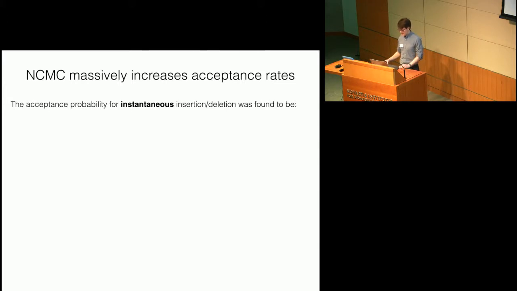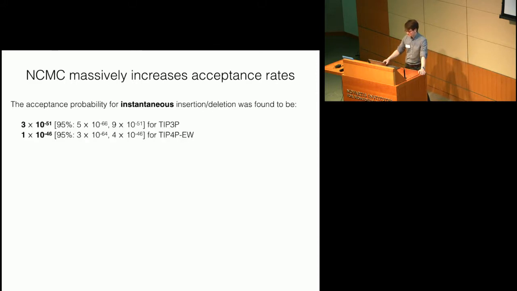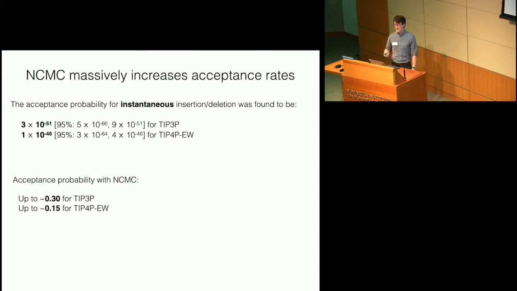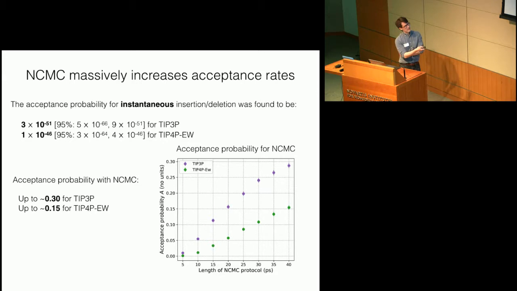And in our hands, we didn't try to optimize it too much, but we found that non-equilibrium candidate Monte Carlo really accelerated the sampling. If you do instantaneous insertions and deletions, the probability to accept something is like 10 to the minus 50. But with NCMC, you can get sort of 30% or 15% depending on the water model. And this shows that as you increase the length of the non-equilibrium process, there's a monotonic relationship between the acceptance probability and the length of the protocol.